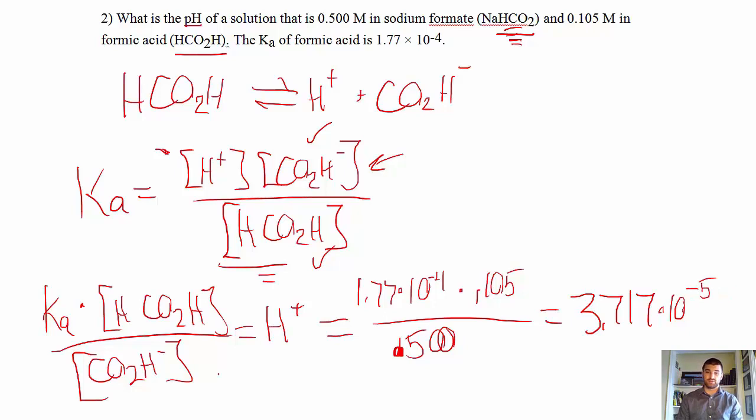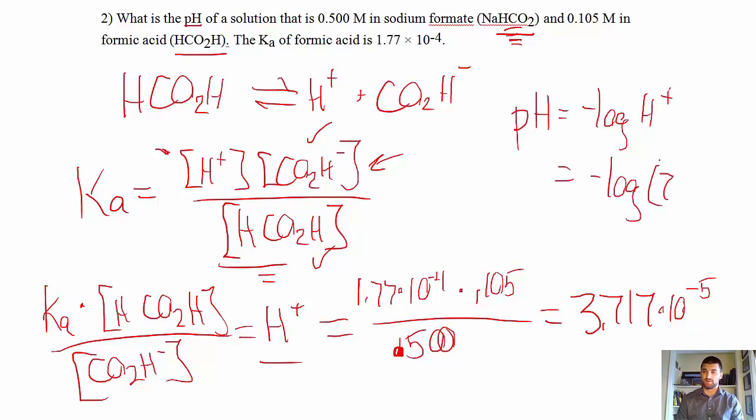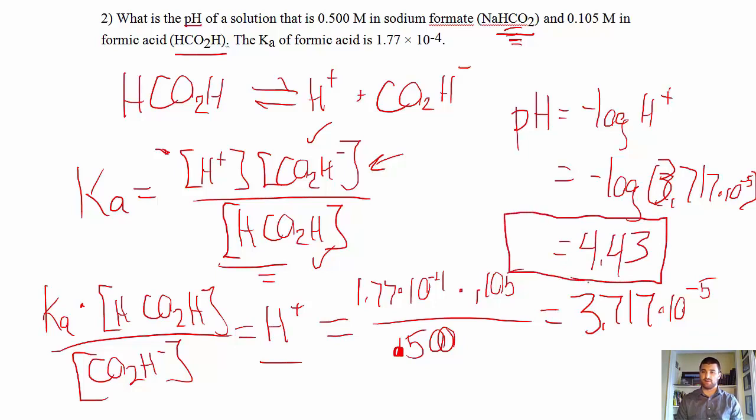So that's my H⁺ concentration, but now I want pH, and I know that pH equals negative log of H⁺. So now I'm just going to plug it in. Negative log of that 3.717 times 10 to the negative 5. And I'll get my pH of 4.43 as my final answer for the pH. Not so bad.